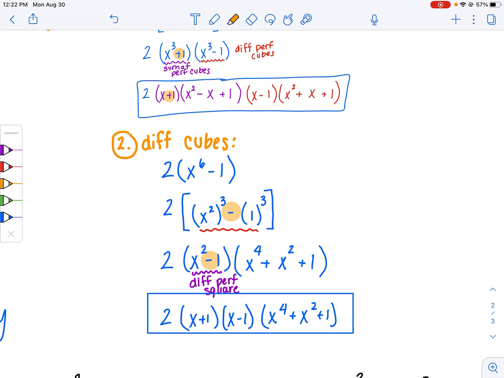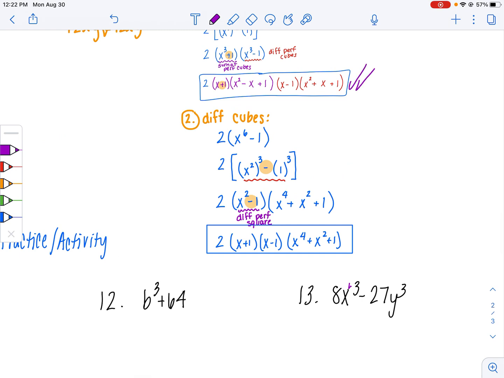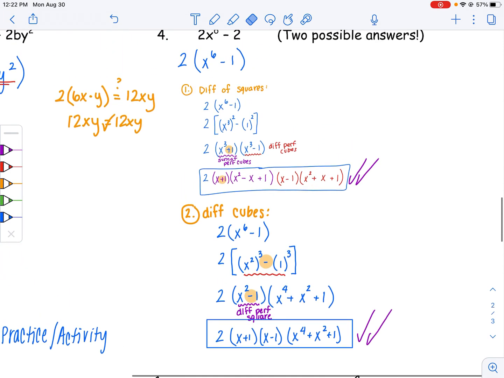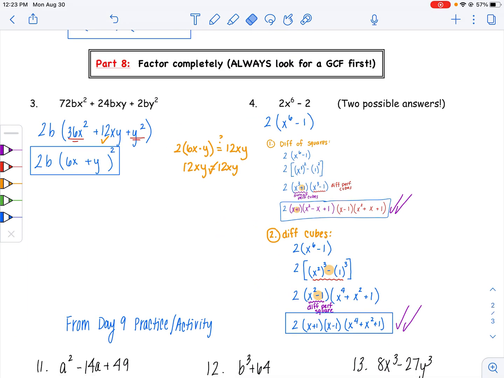Both answers are completely correct. If you gave me this answer or this one, they're completely the same. They look different, but that's okay. So be careful with that. Whatever way you see it first, just run with it.